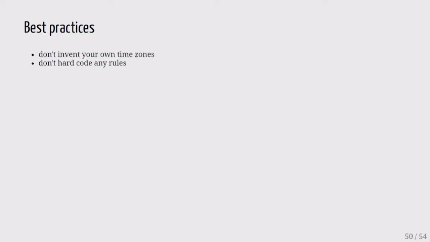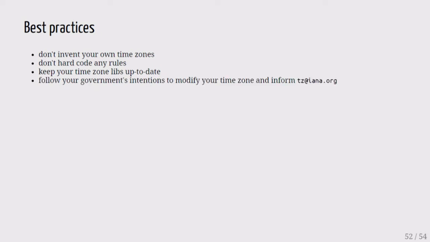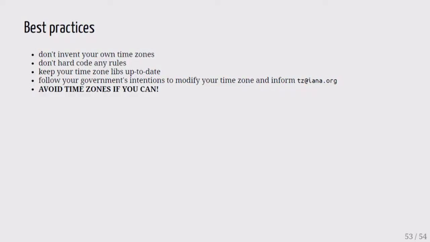So, what are the best practices? Don't invent your own time zones. Don't hard-code any rules. So, end of March, end of October or September, no. Keep your time zone libs up to date, which also means that keep track of which library version of TZ data you are using on which computer. Follow your government's intention to modify your time zone and inform IANA.org. If you write a nice comment about, oh, European Union is going to switch something, then your name can get to the TZ data archives and some future me will speak about you in this talk. And if you can, avoid the time zones. Thank you very much.